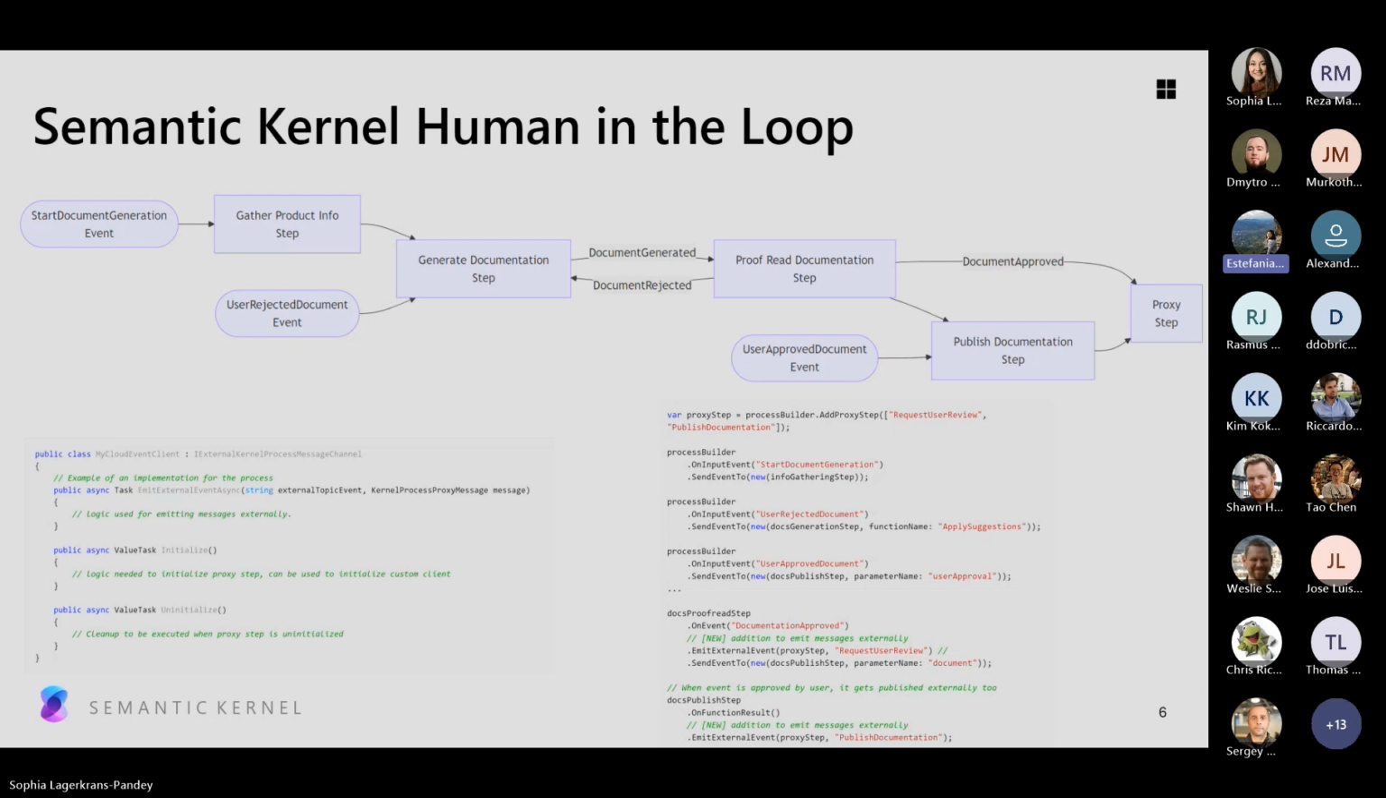Assuming the document gets approved, then the document is going to get published and that's the end. Assuming the user rejects it, we're going back to the left. The user rejected document event is going to go back to the generate document step, and taking into account the suggestions, it's going to go again, and then the flow will continue.